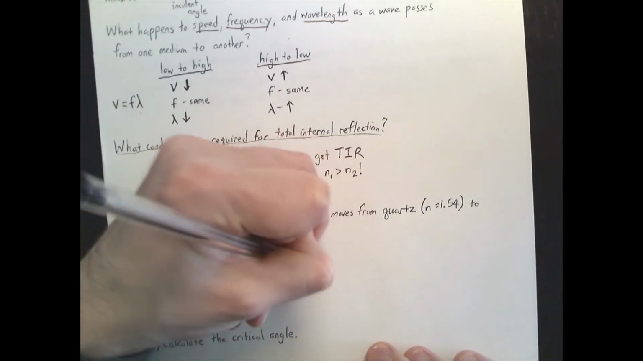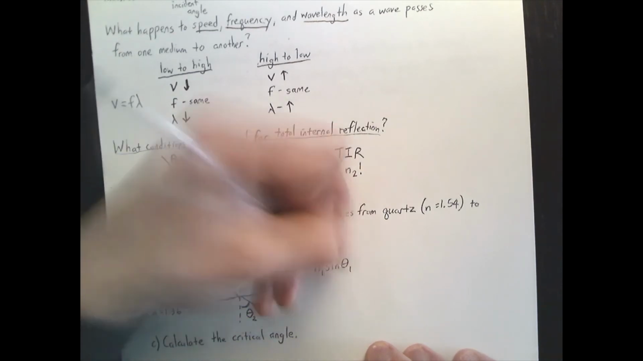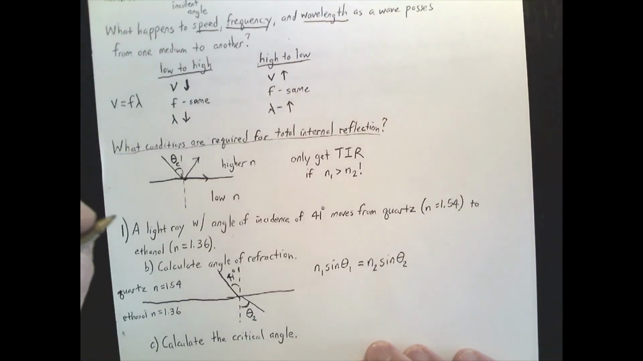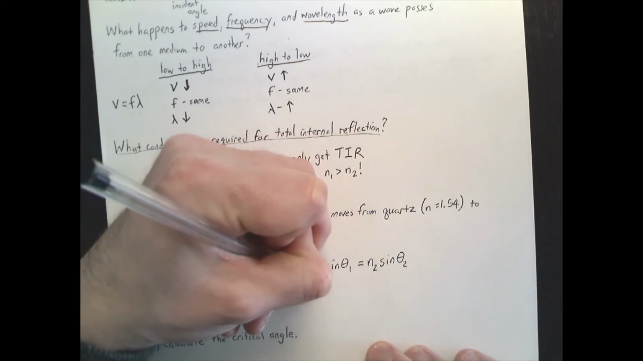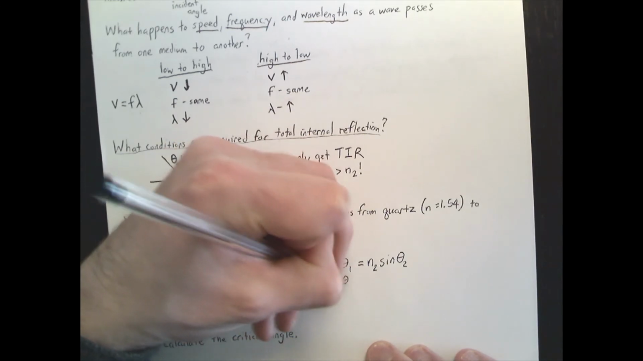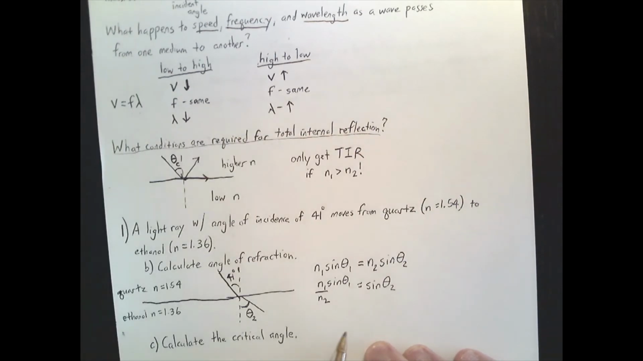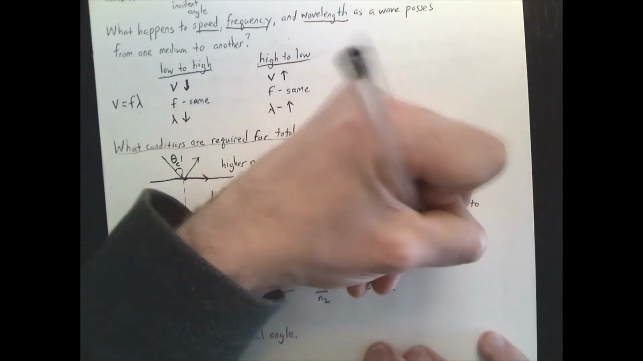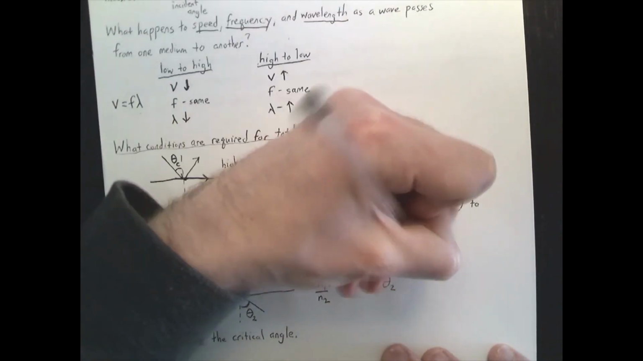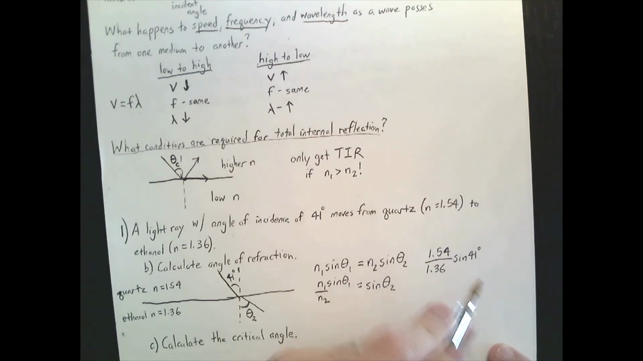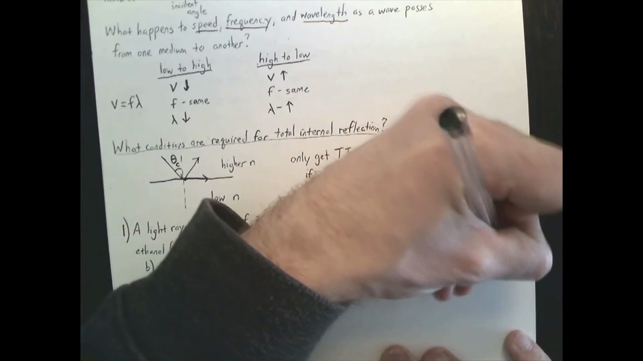So we want to solve for this theta 2. We're going to use Snell's law. We have N1 sine theta 1 equals N2 sine theta 2, and we're going to solve for theta 2. So I'm going to divide both sides of my equation by N2 to get sine theta 2 all by itself. Now I can start plugging in my numbers. I'm going to get 1.54 divided by 1.36 times the sine of 41 degrees. Make sure that your calculator is in degrees mode, otherwise you're going to have a bad day. And that's equal to sine theta 2.